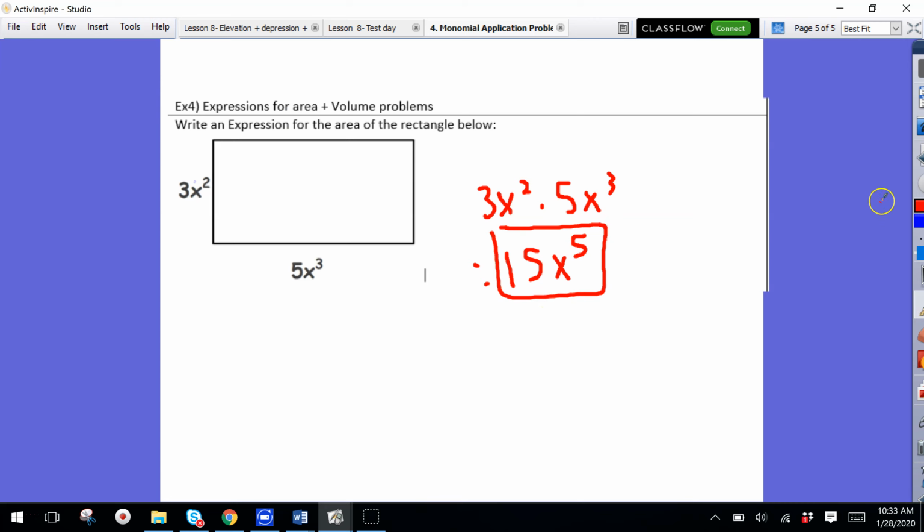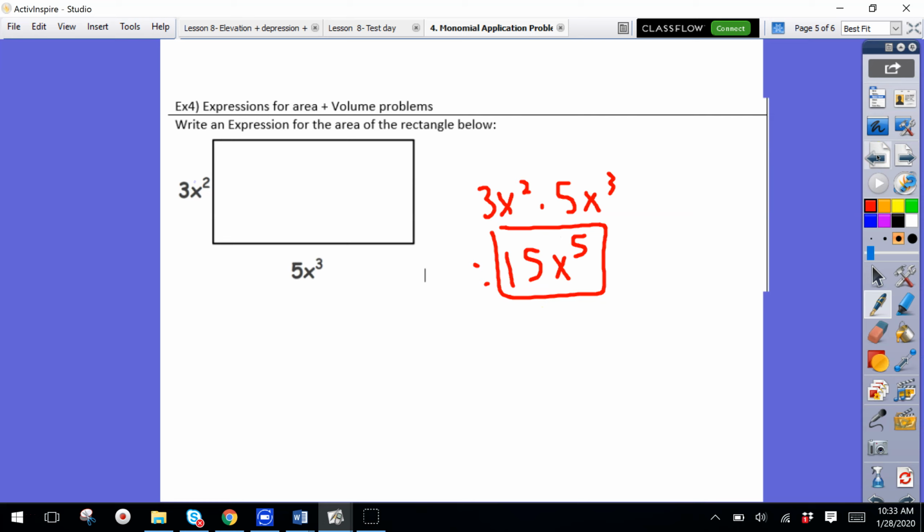This is my area. Okay, so that is the end of this video, and I hope that you found this helpful in terms of application.